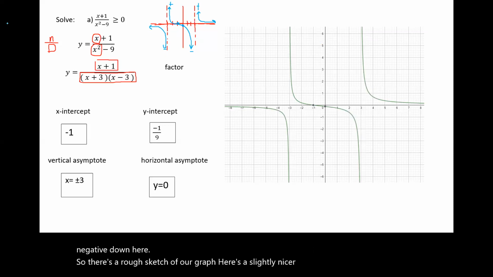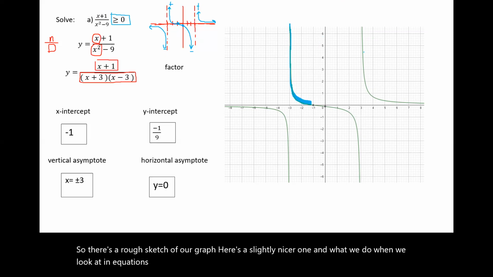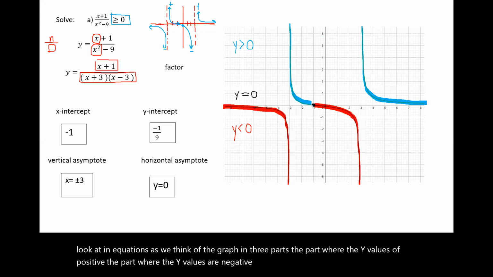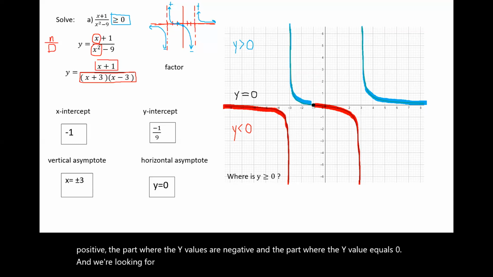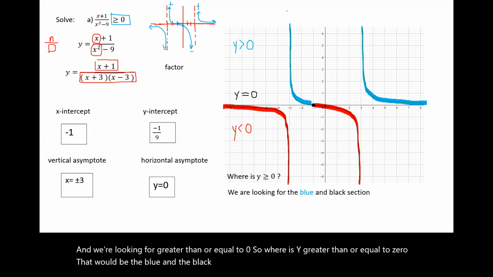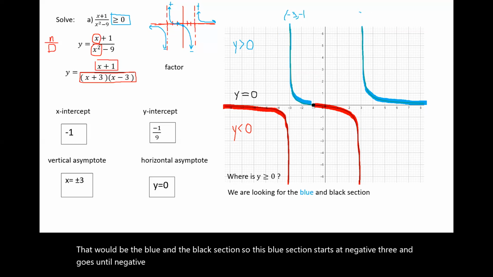And what we do when we look at inequations is we think of the graph in 3 parts. The part where the y values are positive, the part where the y values are negative, and the part where the y value equals 0. And we're looking for greater than or equal to 0. So where is y greater than or equal to 0? That would be the blue and the black section. So this blue section starts at -3 and goes until -1. This blue section starts at 3 and goes to infinity.